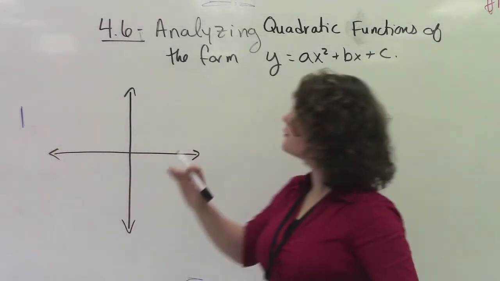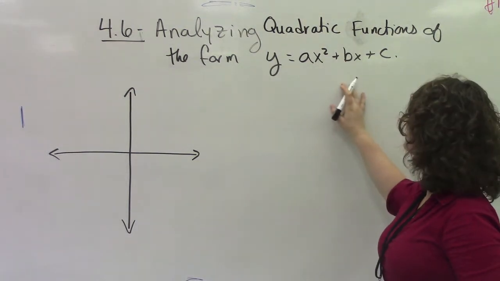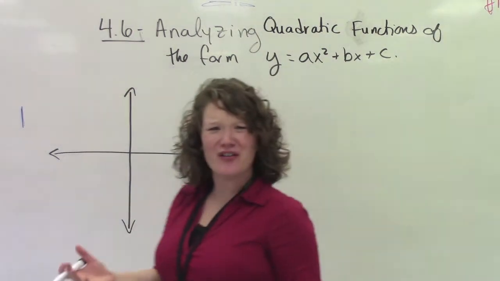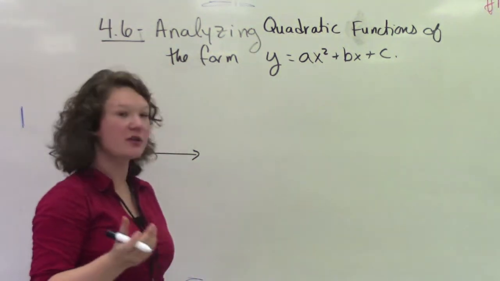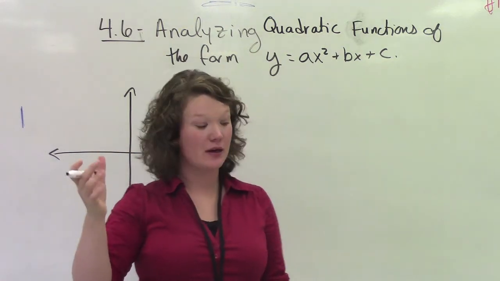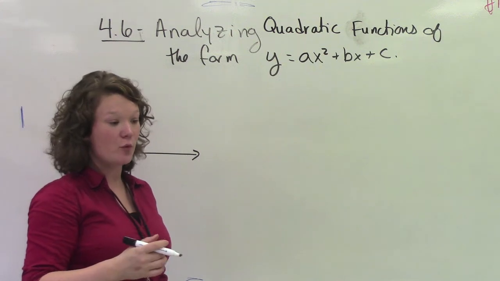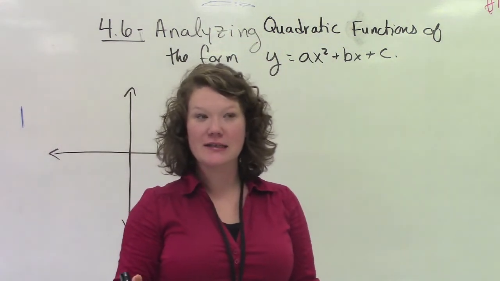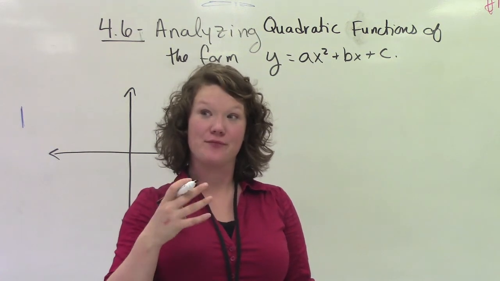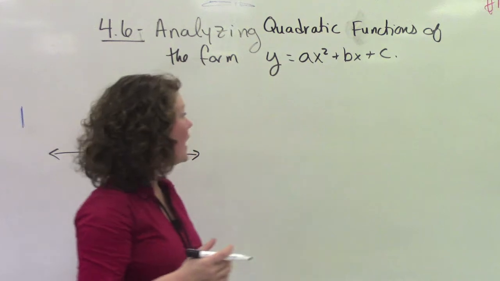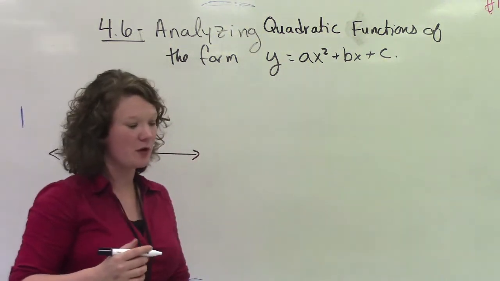We'll be talking about 4.6, analyzing quadratic functions of the form y equals ax squared plus bx plus c. We've already kind of done this. We've already talked about how to switch from the standard form to the general form, which this is the general form right here. We also know from before the last test how to plot parabolas using a table of values. However, there are more things that we can do to analyze a function in this form.